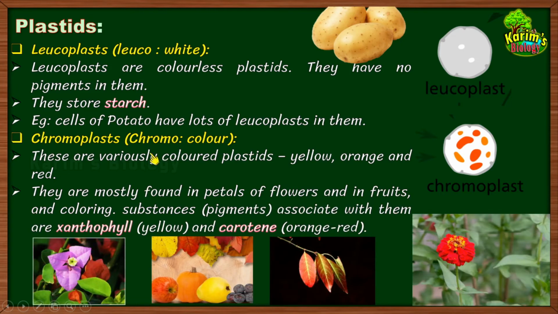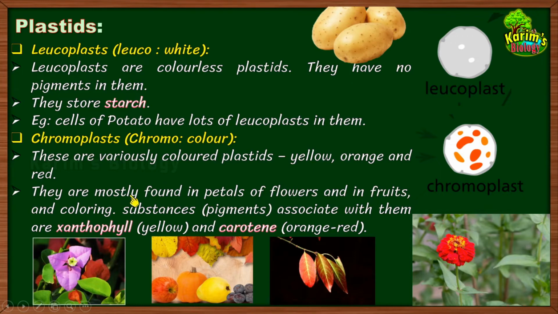So these chromoplasts have pigments in them, which are xanthophylls and carotenoids. Not only these two, there are some other types of pigments present in them. It is due to the presence of pigments that chromoplasts appear in different colors.